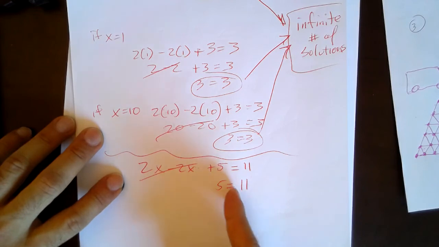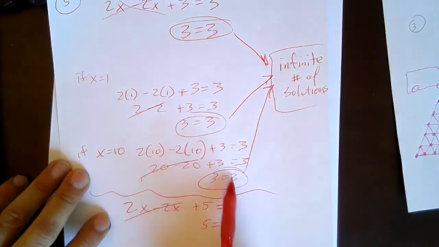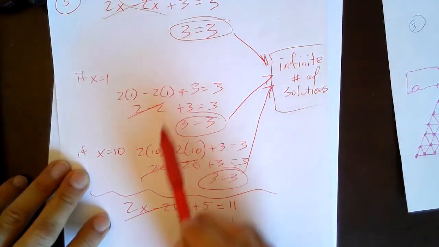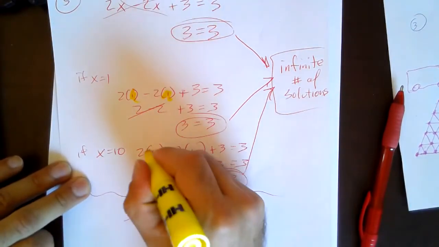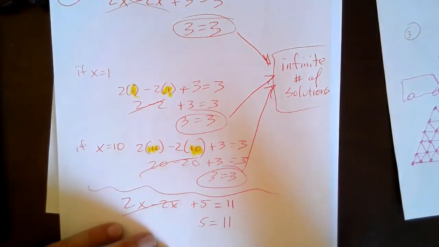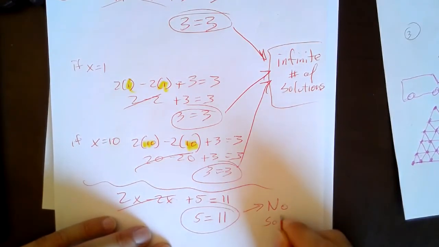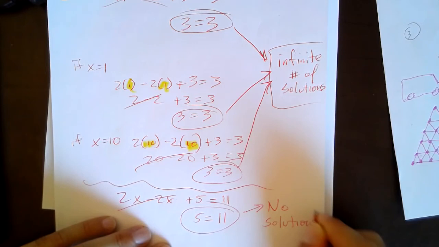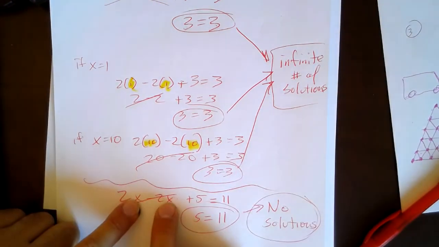This isn't true. So when you lose your variables and you end up with the same value, that's an infinite number of solutions, because you could put any value in for x, like we did here. We put in 1, here we put in 10. But if you end up with two numbers that do not equal each other, then there are no solutions. That's the difference. I hope that makes sense. There's no value for x you can put in here that will make 5 equal to 11, because the variables are going away.